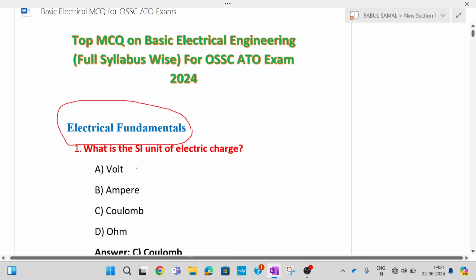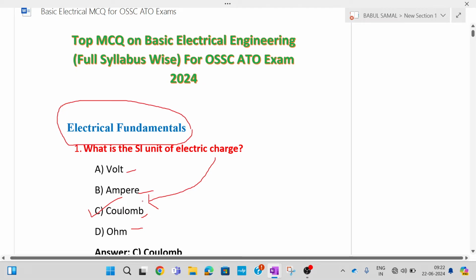So the first question is, what is the SI unit of electric charge? Options are volt, ampere, coulomb, ohm. The correct answer for this question is coulomb. Coulomb is the SI unit of electric charge. So what are the others? Volt is the unit of potential difference. Current unit is ampere. The resistance unit is ohm.